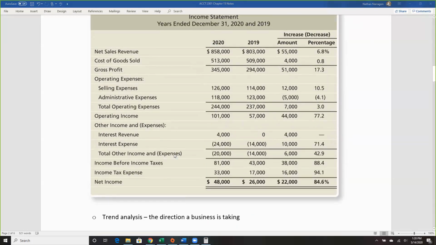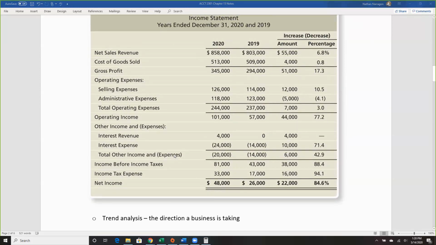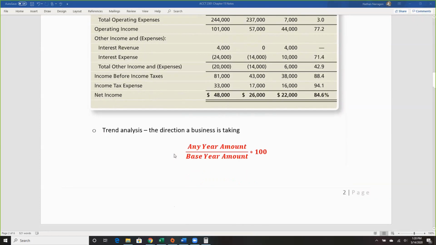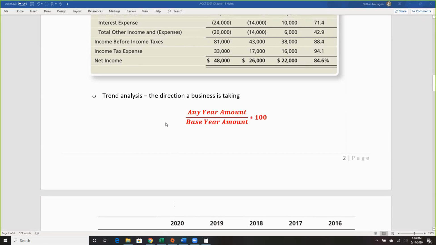And again, we go over the balance sheet, we look at those, and we see also what's going on. The other thing that we typically go after is also a trend. And this is basically, what direction is the business taking? So for our formula there, we can take any year that's after the base year. So we take any year, divide it by our base year, and times it by 100, again, for that percentage.